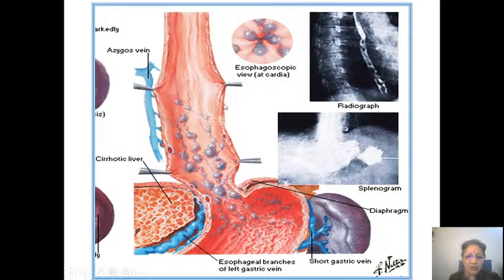This is just to show you how the esophageal varices work. You have a liver here which is cirrhotic, right?